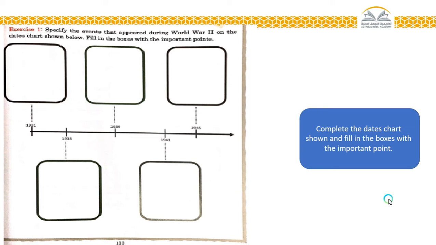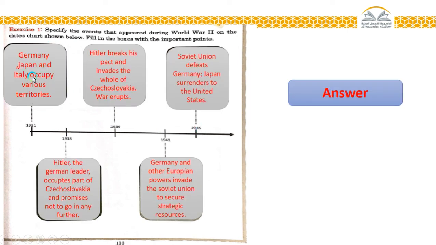Going to practice our knowledge. Specify the events that occurred during World War II on the date chart shown below. Fill in the blanks with the important points. In 1931, what happened? In 1938, according to the date. In 1939, 41, and 45. Starting with 1931.